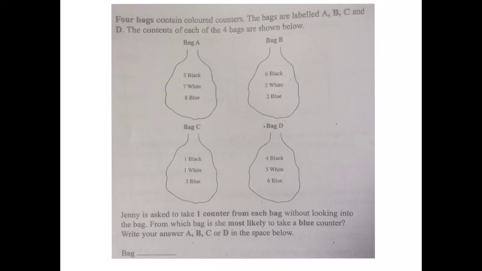Let's look at bag A first. So in bag A there are 20 counters in total. And you find that by adding up the 5, 7 and 8. So 20 counters in total. And of the 20 counters, 8 are blue. Bag B, there are 10 counters in total. And of the 10, 2 are blue. Bag C, there are 5 counters in total. And of the 5, 3 are blue. And bag D, again some mental maths, you add up those numbers, you'll find that 15 of the counters are in the bag and 6 of them are blue.